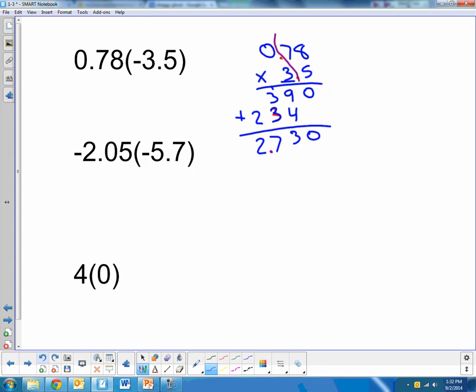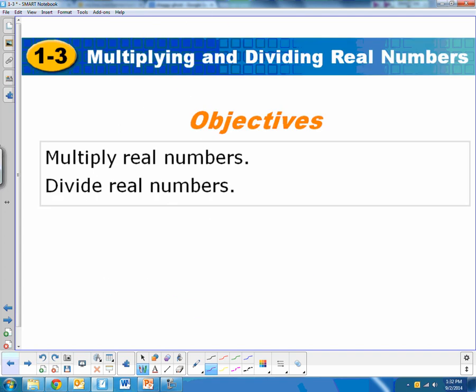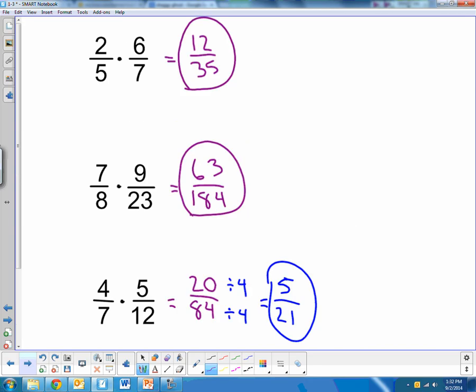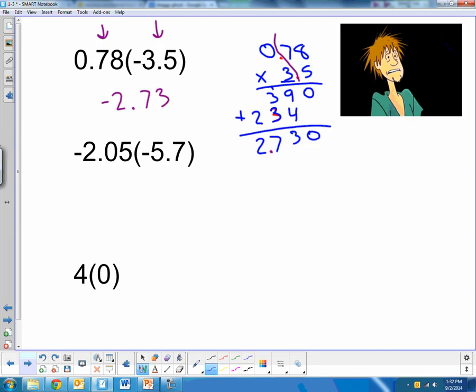0.78 times 3.5 is 2.73. The 0 you can leave on if you want. You don't need it, though. And I have to be very careful. I've got the right number. However, I'm multiplying, and these 2 numbers have different signs, positive and negative. If I go back to my rules, positive and negative, different signs, the answer should be negative. So it's negative 2 and 73 hundredths.